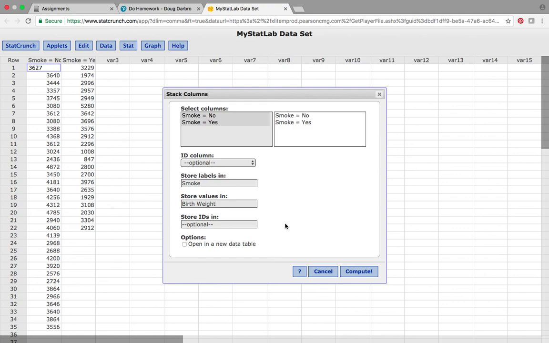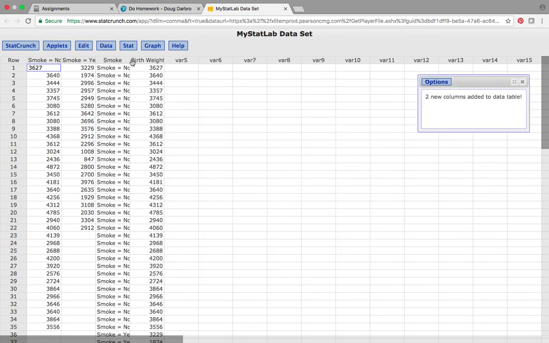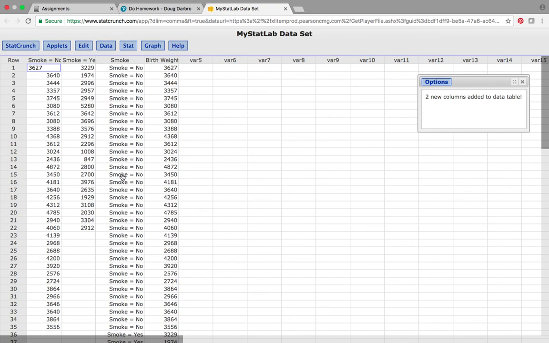So what's going to happen is this is going to give us a true data set, not a stacked data set. Guys, stacked data sets are bad. Now watch what happens. What happens now is we have two variables. We have whether or not they smoked, yes or no, and we have the birth weight.